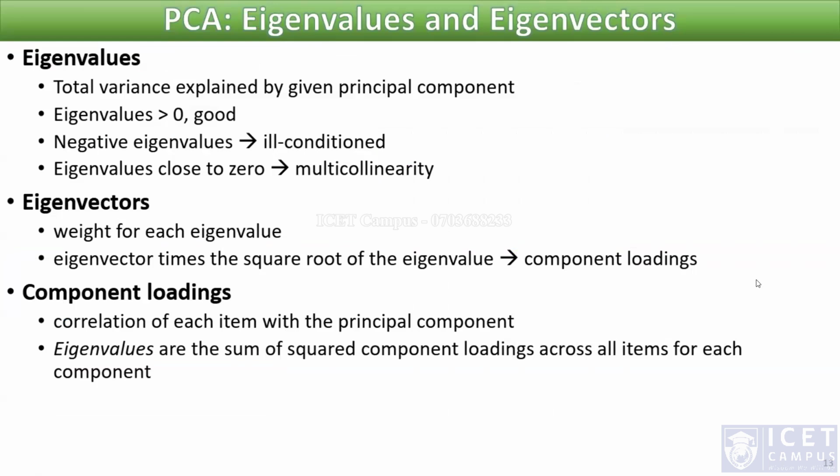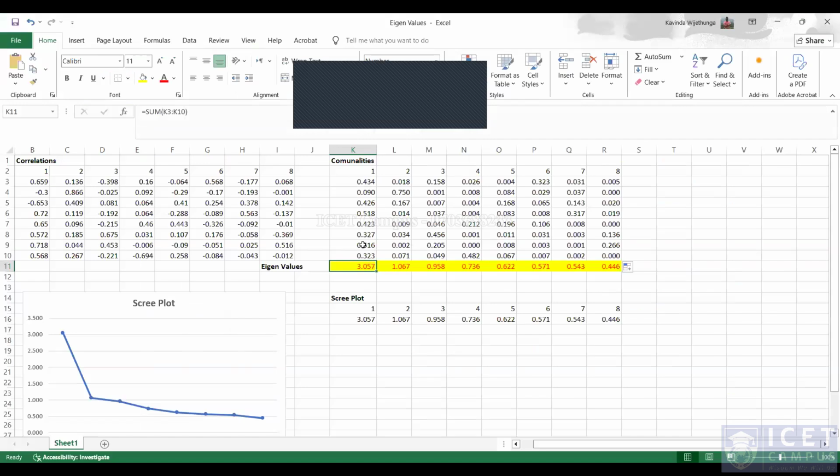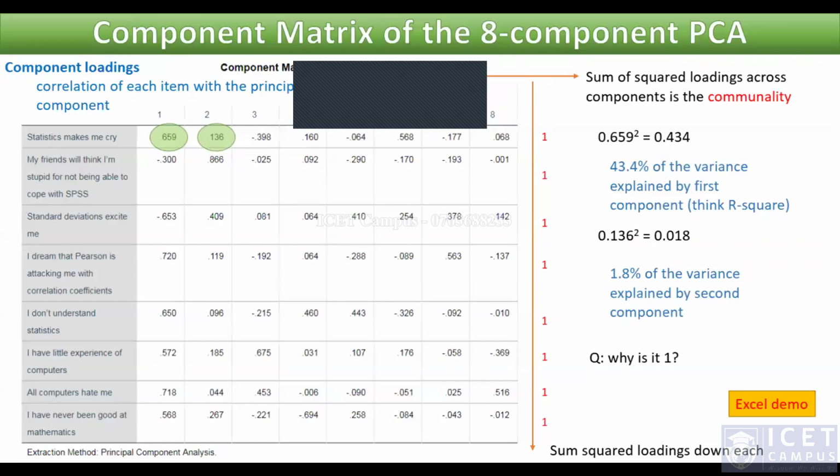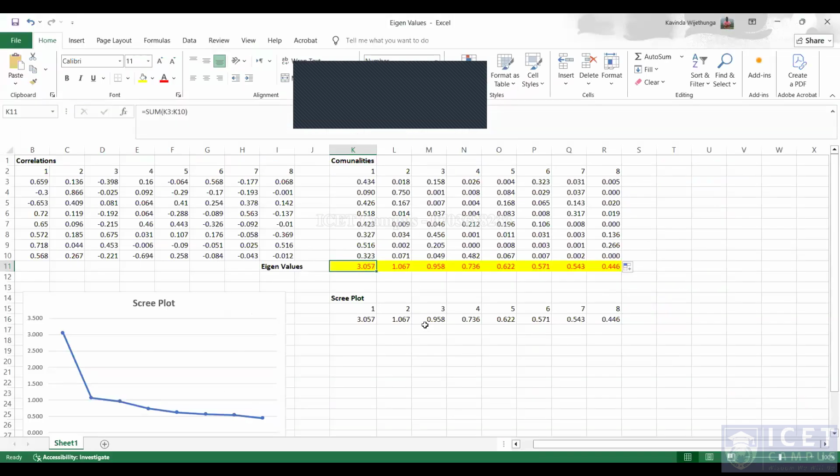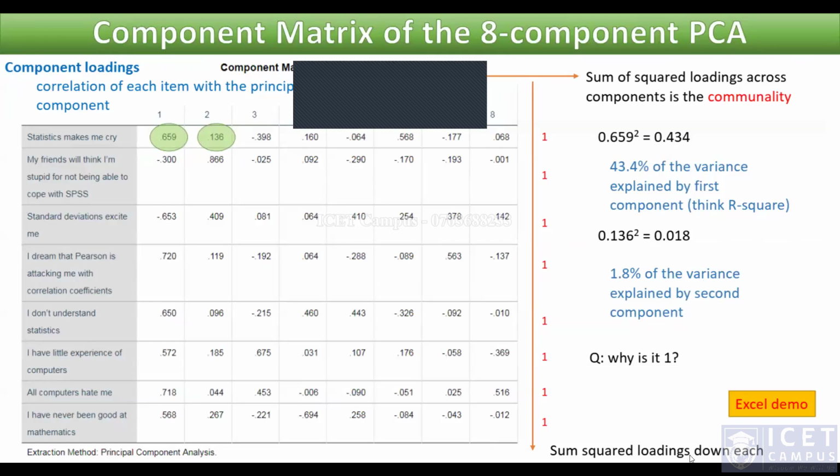If we take the sum of that, we get 3.057 here, then 1.067. Likewise, we can take the sum of the squares. So the sum of the squared loadings of the column we take as the eigenvalues. So these are what come as eigenvalues.